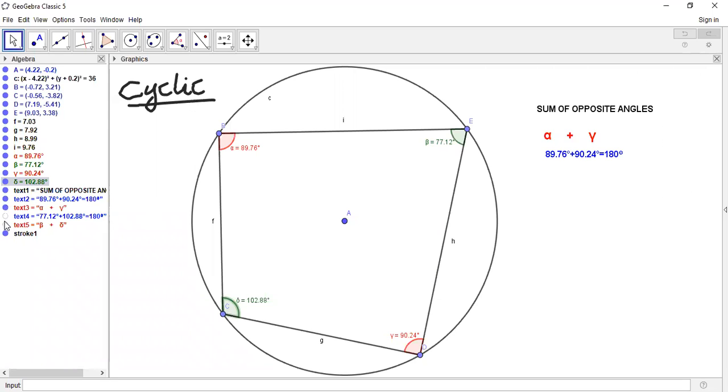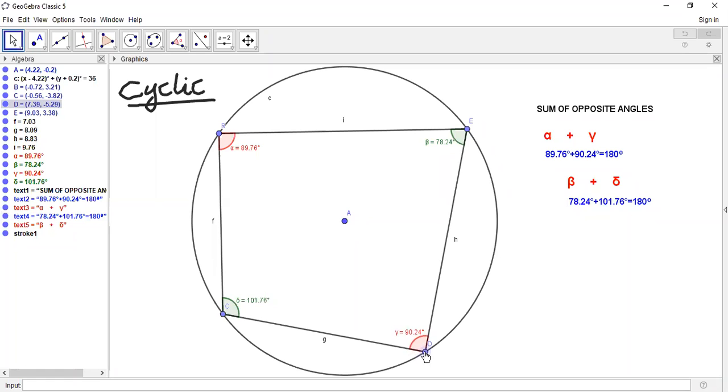Now we are going to calculate beta plus delta. See beta plus delta, here it is. Now let us see whether they change according to a change in angle. See, are they changing? Yes, sir, they are changing.